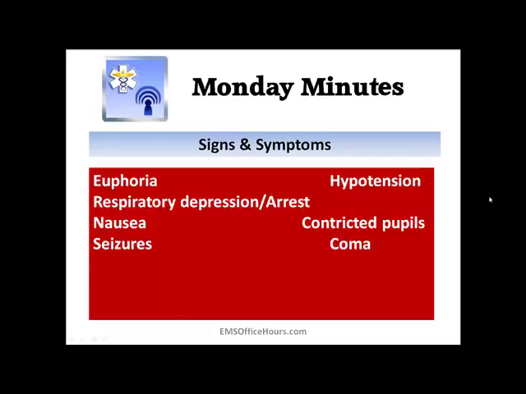So, some symptoms you're going to be looking for, euphoria, of course, if they are awake. But when you're talking about patients that are having issues where they're calling us, most of the time they're unresponsive. So you're going to see that respiratory depression, respiratory arrest, or even cardiac arrest at times, depending on how long they've been in respiratory arrest, right? Hypotension, look for those constricted or pinpoint pupils, right? Them being in a coma, even seizures, and also nausea. Okay, all things to look for when we talk about a patient that might have overdosed on an opiate, okay?